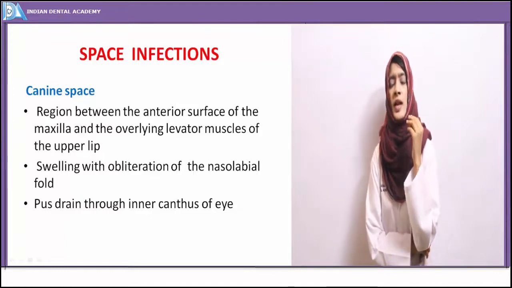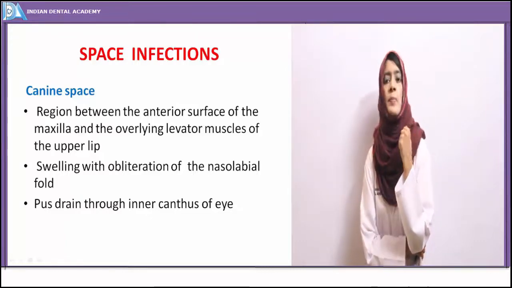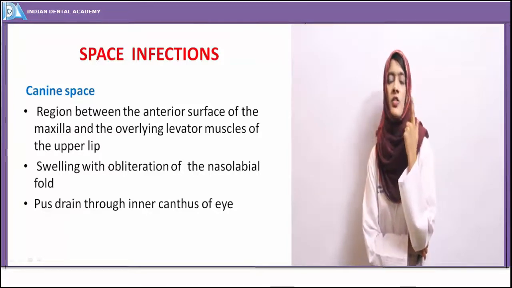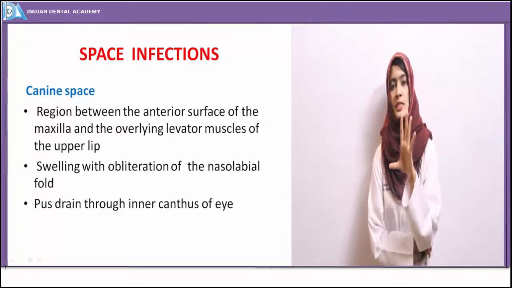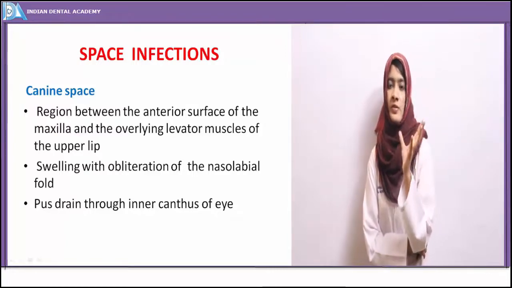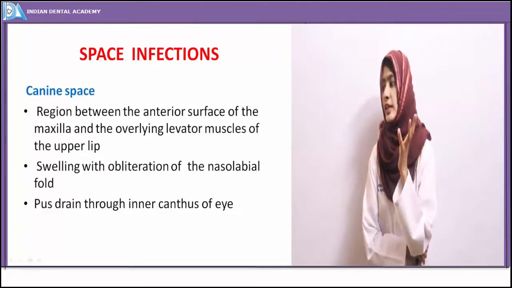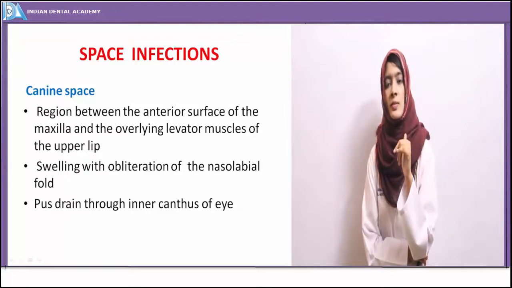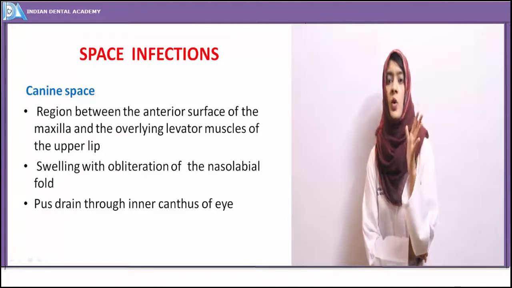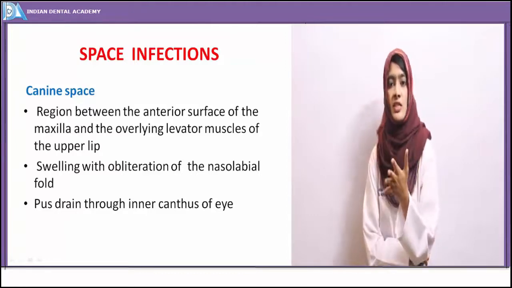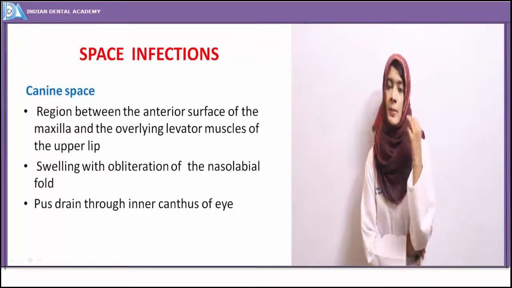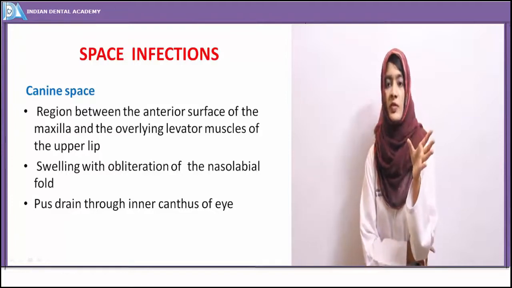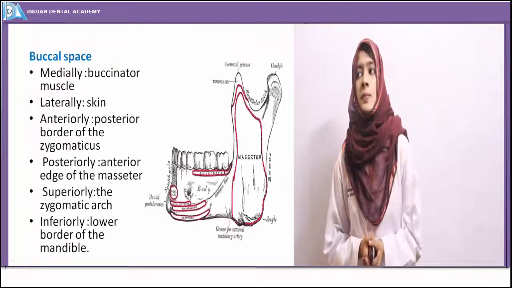Canine space infection shows swelling in the region between the anterior surface of the maxilla and the levator muscle of the upper lip. Whatever infection is present between these places gives the appearance of a canine space. Usually the upper face shows swelling, and the clinical features are swelling and obliteration of the nasolabial fold. Once the inflammation starts and pus starts accumulating, it can also spread to involve the eye, and serious infections like cavernous sinus thrombosis may occur if it involves the orbital region. Sometimes the pus just tends to drain through the inner canthus of the eye, leading to resolution of the symptoms.